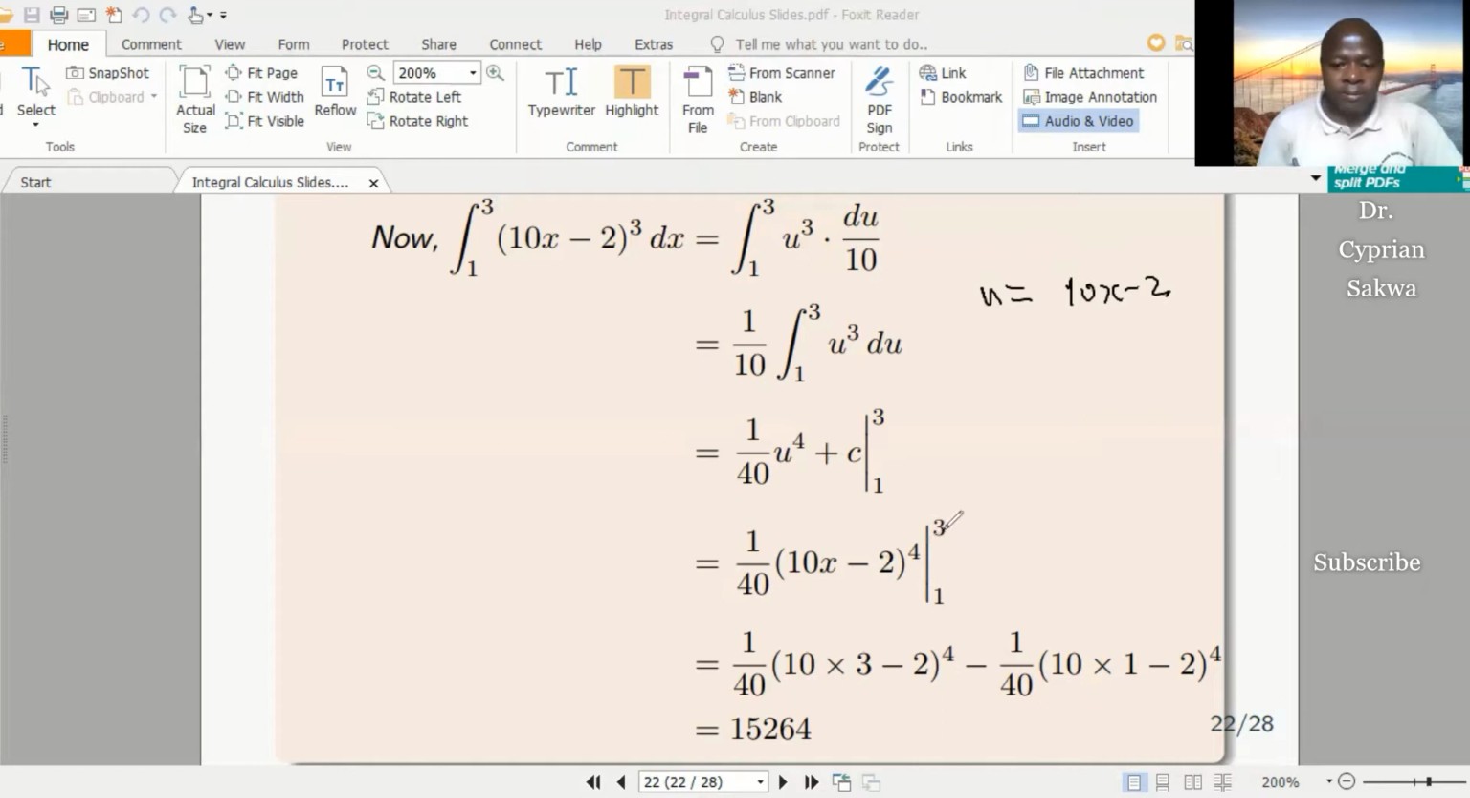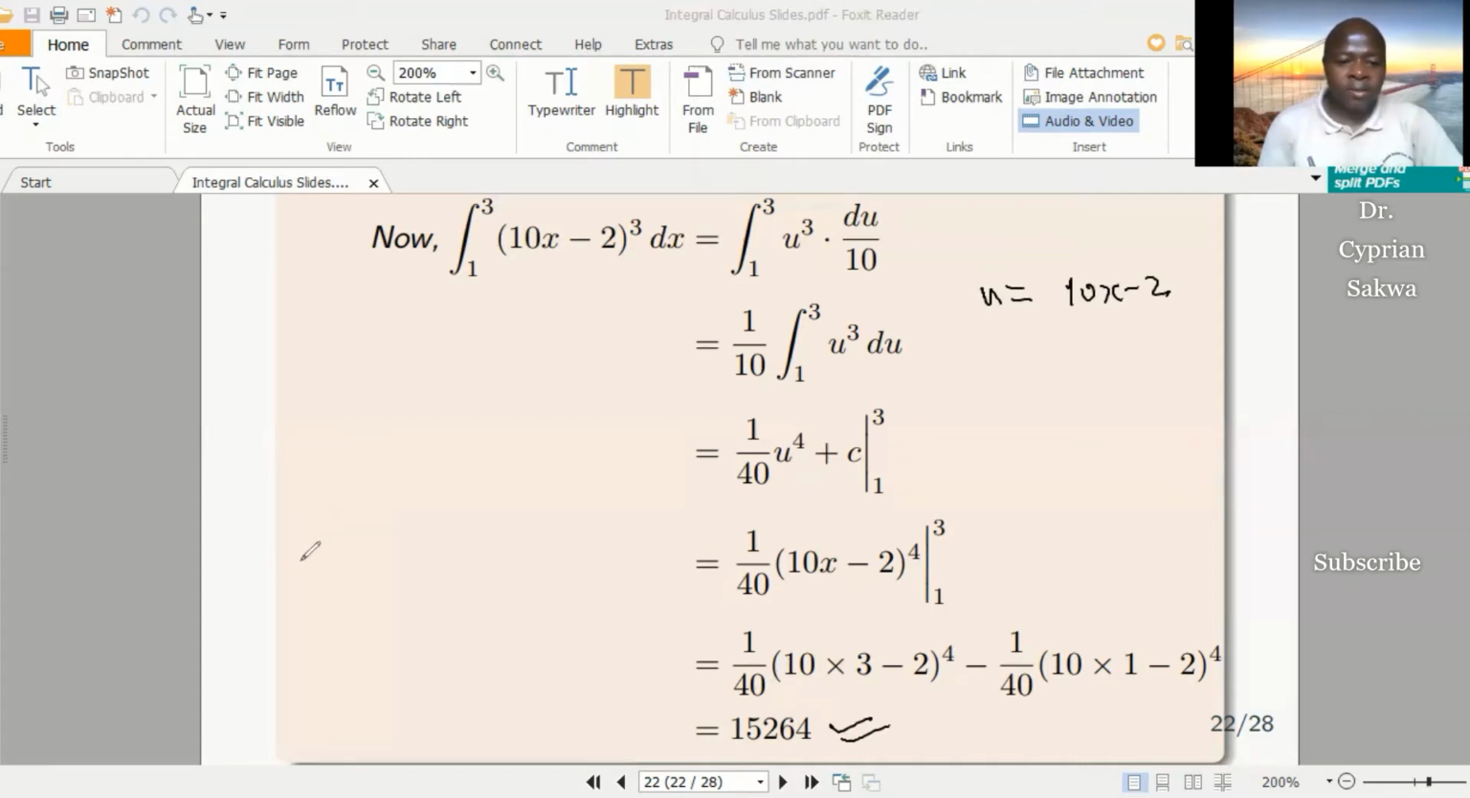Now let's put the upper limit. That's 1 out of 40, 10, instead of x, put the upper limit 3 minus 2, then raised to 4. And then this time, put the lower limit: 1 out of 40, 10 times the lower limit minus 2 raised to 4. When you do it with your calculator, this will be it.